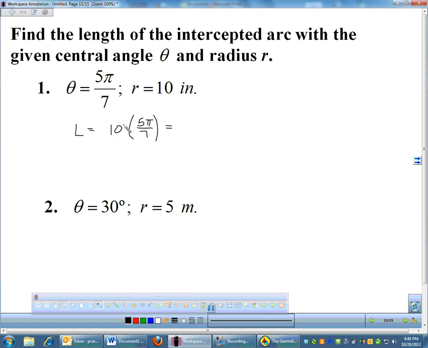And then I'm going to multiply that. Just multiply straight across. 10 times 5 is 50. Pi over, and 10 is over 1, so it's 1 times 7.